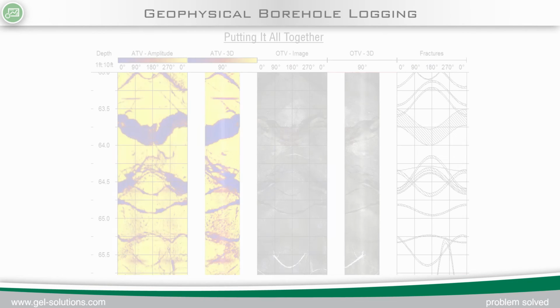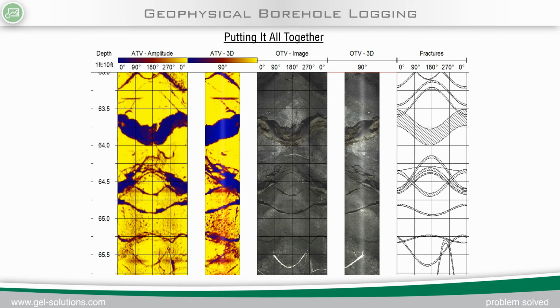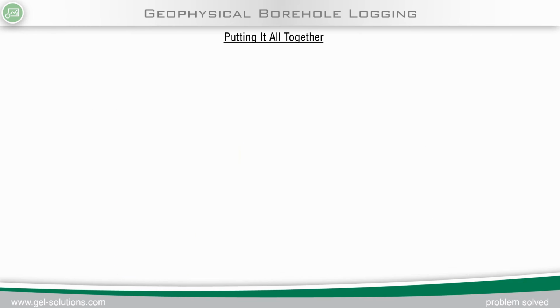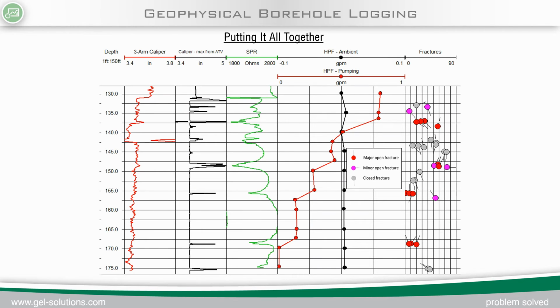Now it's time to put it all together. Fractures can be visually picked from the data and shown side by side. Here's a comparison of acoustic televiewer and optical televiewer logs shown alongside the fractures picked from the data. Since depths from the surface are recorded, the data can easily be aligned. The data from the 3-arm caliper, the acoustic televiewer digital caliper, single point resistance, and the HPF data under ambient and pumping conditions can also be shown alongside the televiewer data. This aids in determining more information about fractures, along with which ones are water producing.